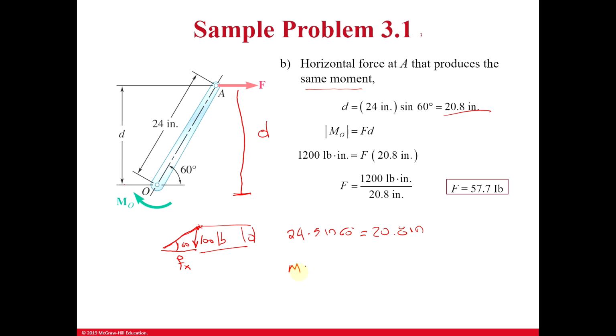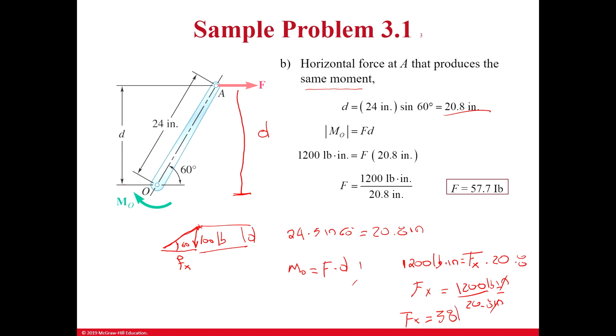Okay, so moment equals force times distance. And we know that that one is 1200 pound inch, which is equal to Fx times the distance, that is 20.8. So Fx is equal to 1200 divided by 20.8. This is inches, this is pound inch, so inch and inch go away. Fx is equal to whatever that division is, 58 pounds.